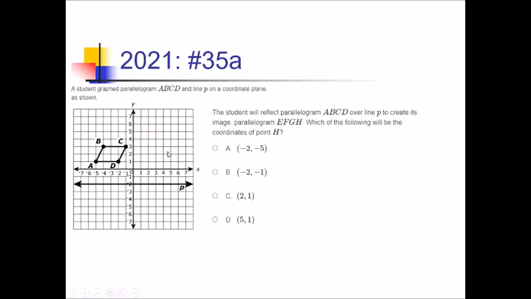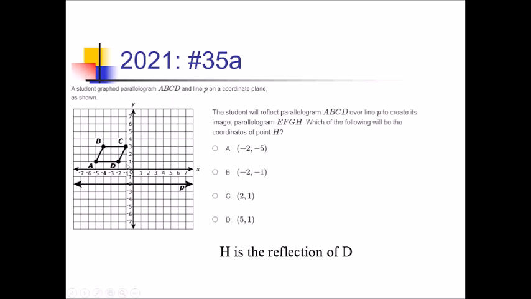For this one, we've got a parallelogram and this line P down here on some graph. And we have a student reflecting this parallelogram over line P to create a new parallelogram. We want to know which will be the coordinates of point H. So this is a very elaborate way of saying basically where is point D going to end up. So we're basically just reflecting point D.